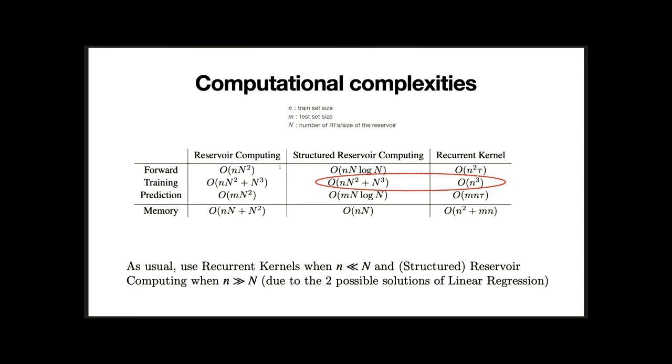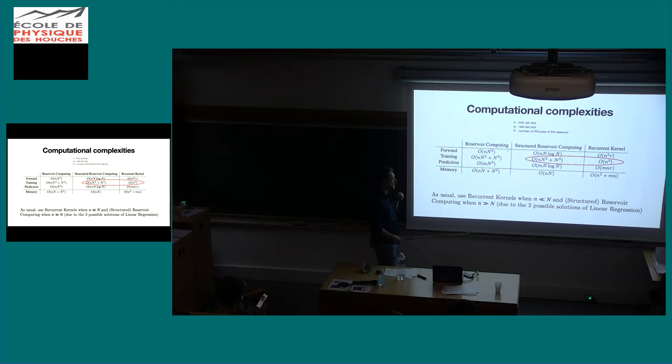Okay, so just a brief talk about computational complexity. As you know, in kernel methods, it's better to use a recurrent kernel when we have a small number of points. But when you have a large number of points, you can use random features, or here you can use reservoir computing with a smaller number of random features than the number of points.